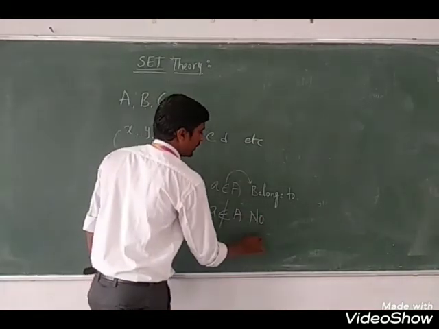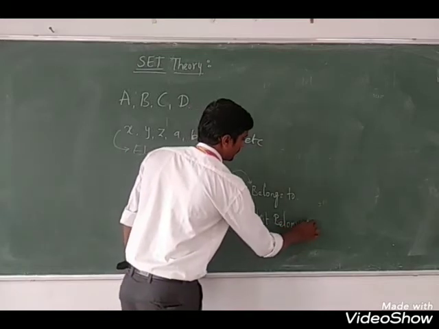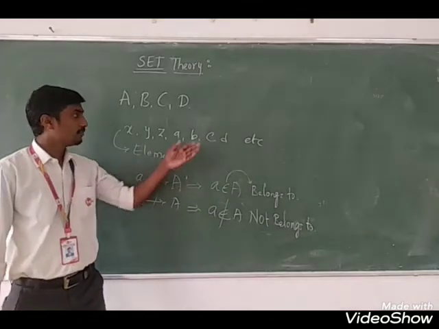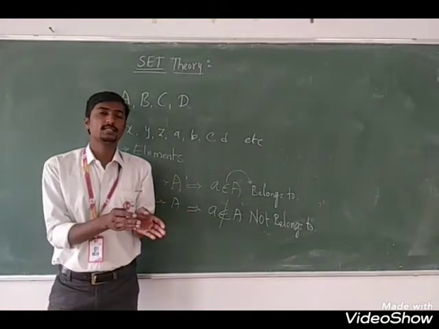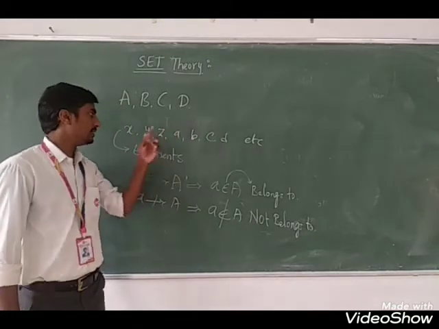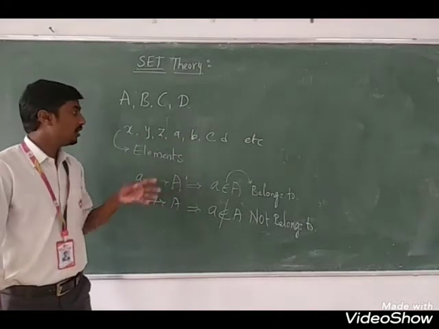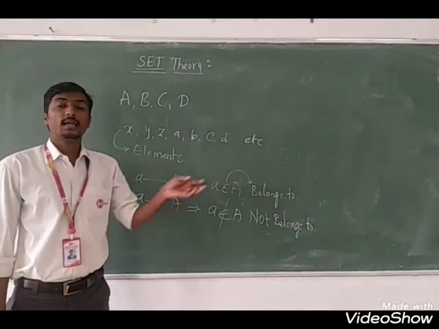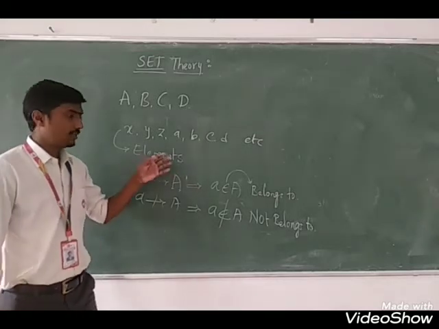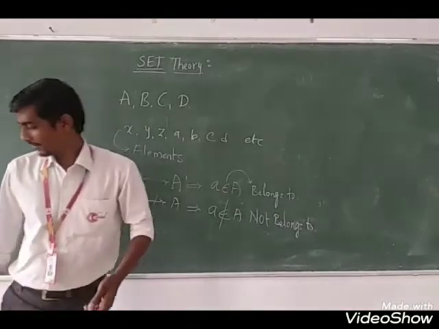And this is read as "not belongs to". Yes, in this way we are going to denote any set. We denote sets by capital letters, and by small letters we denote the objects or the elements or the entries inside the set. So note this point, and let us move on to how to represent a set.